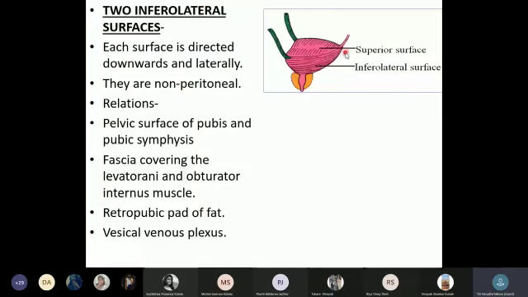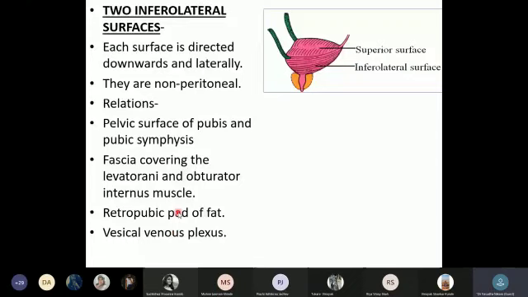Beyond these muscles and the bladder, you will get a layer of pad of fat, and this is called the retropubic pad of fat. In this retropubic pad of fat, you will get the venous plexus of the bladder, which is called the vesical venous plexus. This retropubic pad of fat always acts as a shock absorbent medium. It normally prevents the bladder from direct damage. When it is distended, it will try to touch the pelvic walls, so it will act as a cushion and prevent direct impact on the bladder.